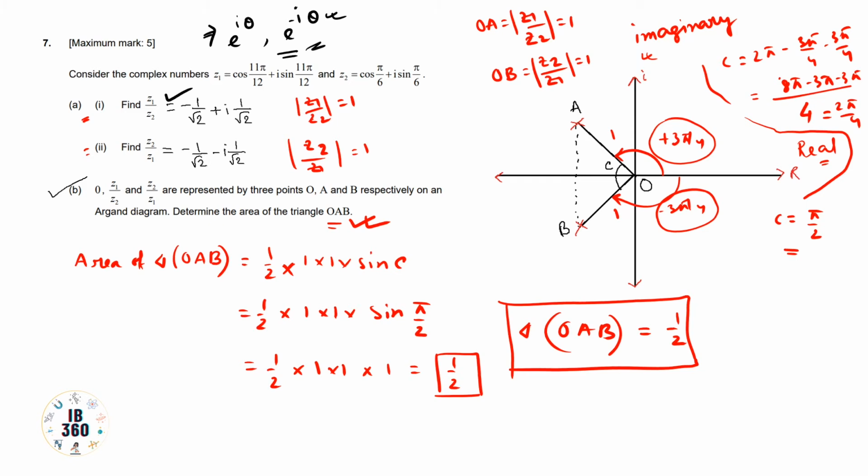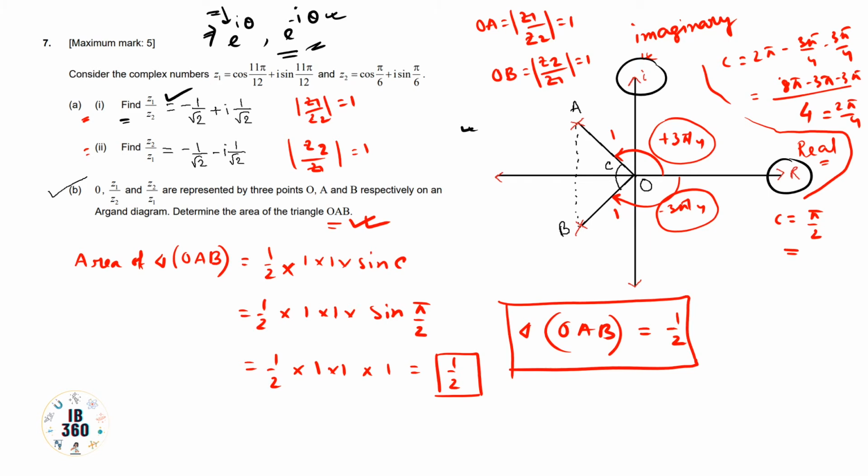So this was the formula, and cos theta plus i sin theta is the formula for e to the power i theta. After constructing all these values, we have found the value of z1 by z2 and z2 by z1. Now, z1 by z2 and z2 by z1 are represented by 3 points O, A and B respectively on an Argand diagram. Basically this diagram is a plane where imaginary numbers are there with the real numbers. So from here we have the imaginary axis and the real axis, and then we have constructed the 2 points A and B.